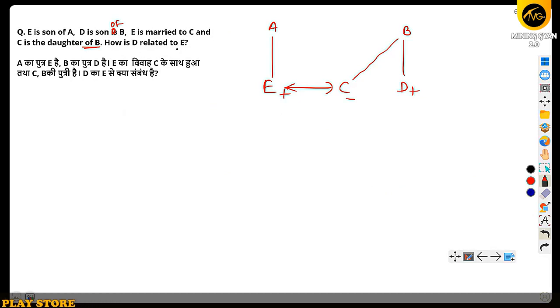Now how is D related to E? Okay, between these two we have to create a relationship. So how is D related to E?